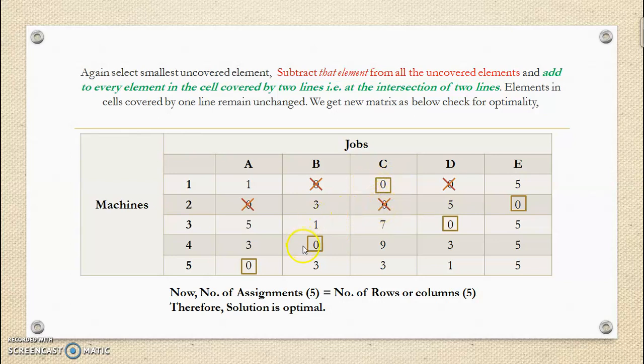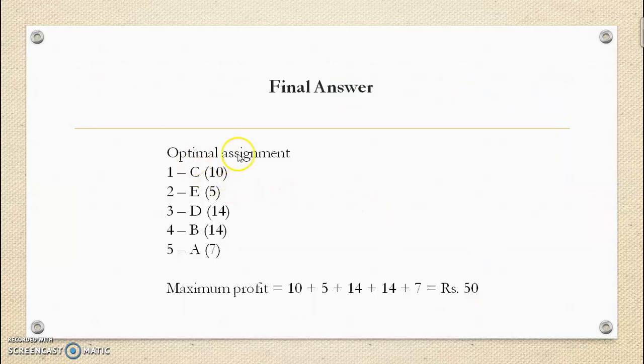Again observe in which row there is exactly one 0. So here in the last row there is exactly one 0, assign this one, cross this one, and at last the final assignment is made. Once the assignment is made, we have to give the final answer. The final answer is this one.